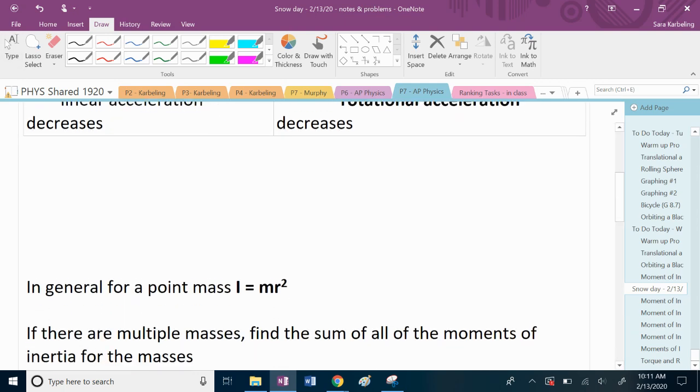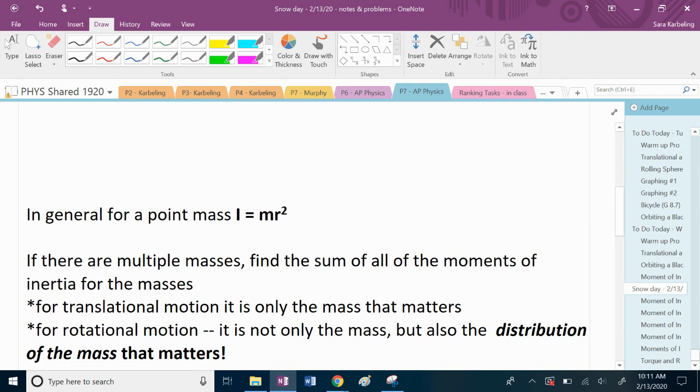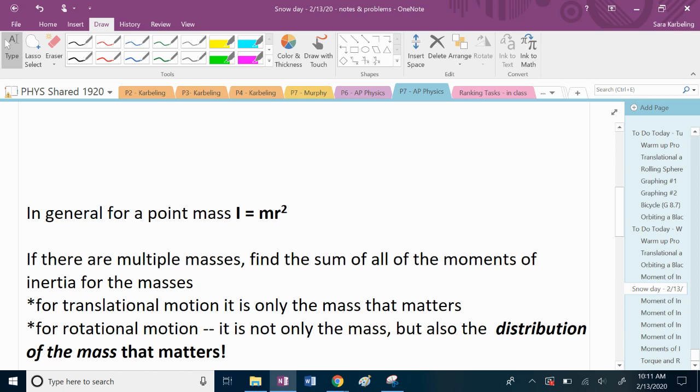Okay, a couple of pieces of information that would be helpful to write down. Remember, we derived yesterday that in general, for a point mass, I, the moment of inertia, is equal to m times r squared. m is the mass of the object, and r is the distance that mass is from the axis of rotation.